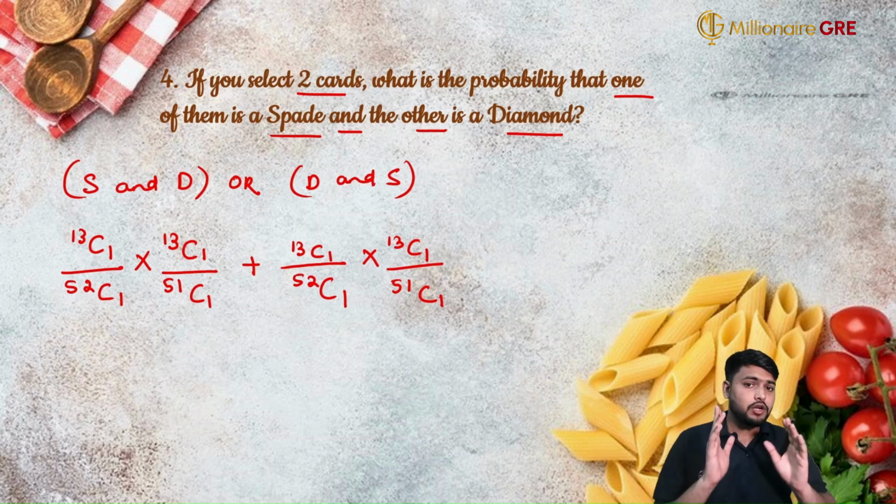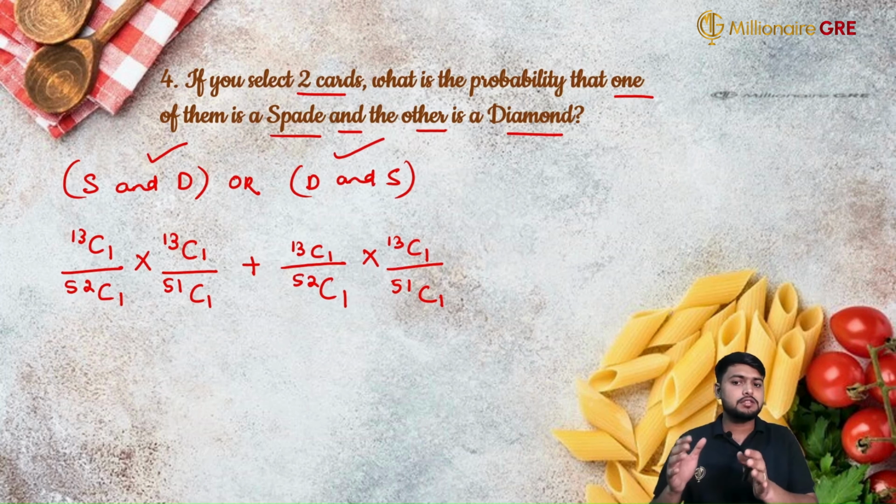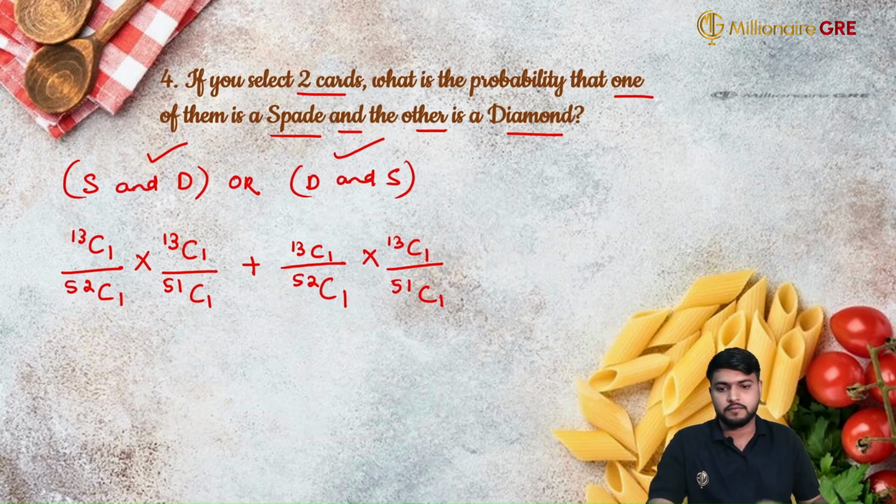You have to take into account both the cases. The first case means that the first card is a spade and second is a diamond. The second case means first is a diamond and second is a spade. You have to take into account both the cases.